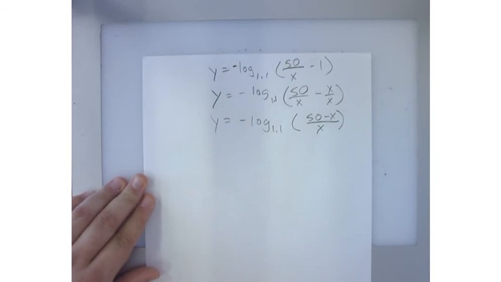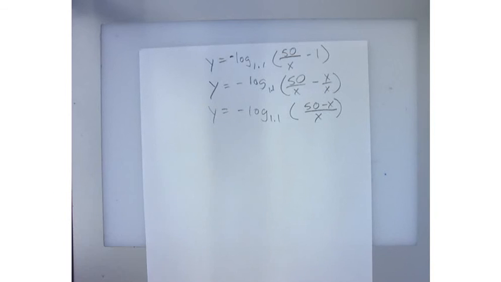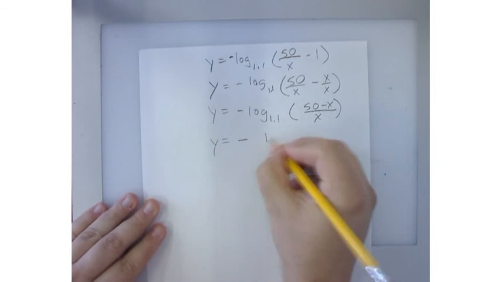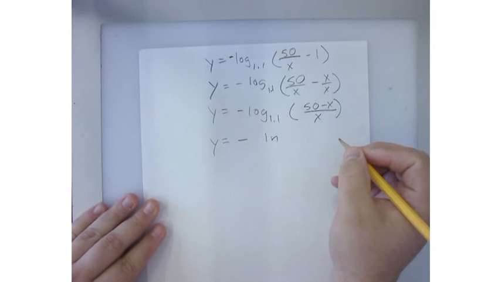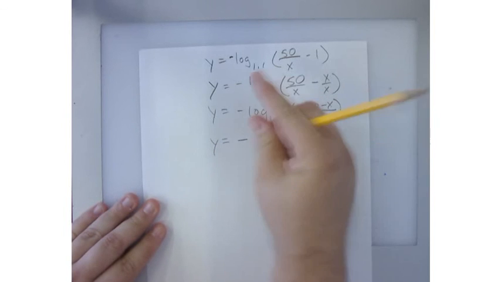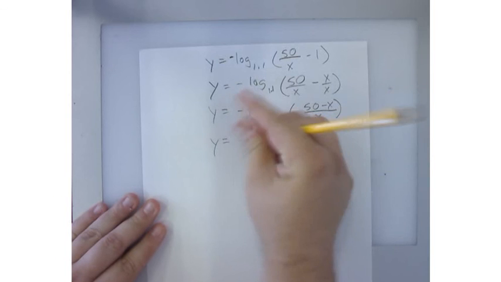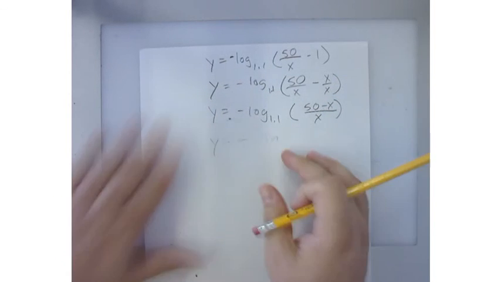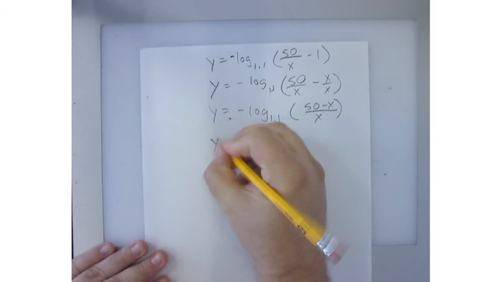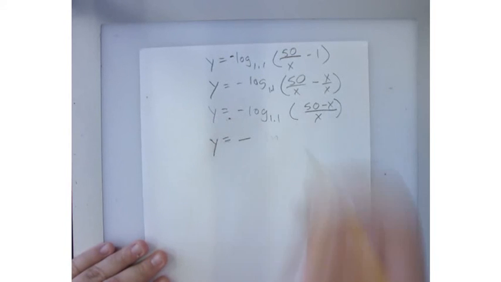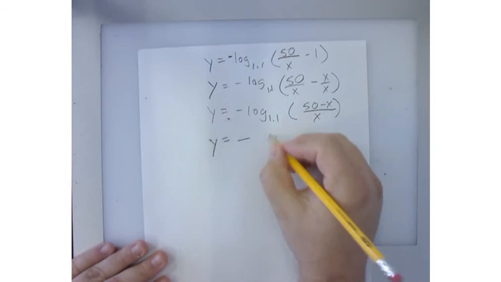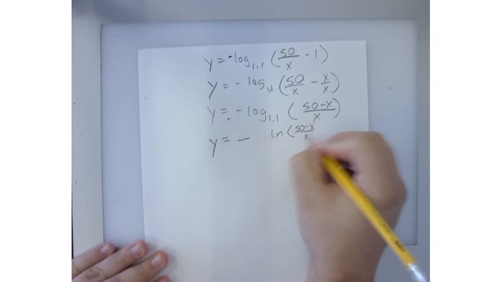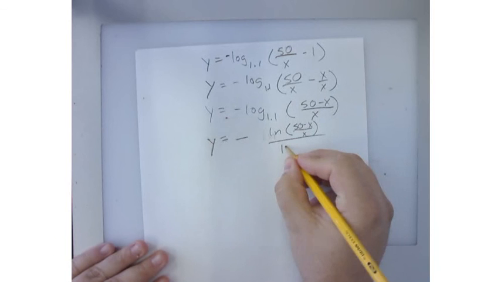Now, how would I graph that in the calculator? I could say minus the natural log of, well, let's just leave it like that for now. Well, that's really confusing. Why did you make that up? Well, because in order to graph it in the calculator, I would have to have the negative, and then I could say the natural log of 50 minus x over x all over the natural log of 1.1.